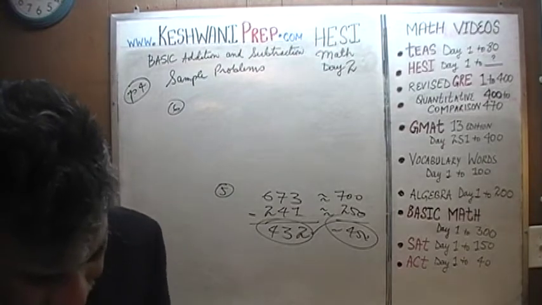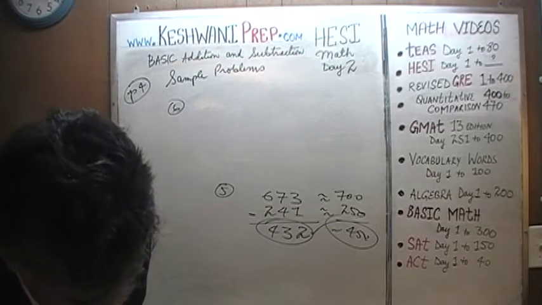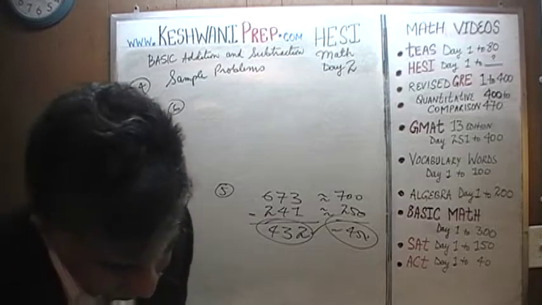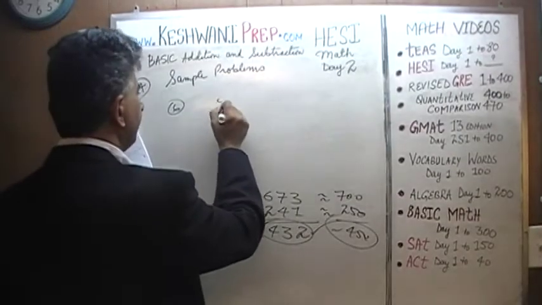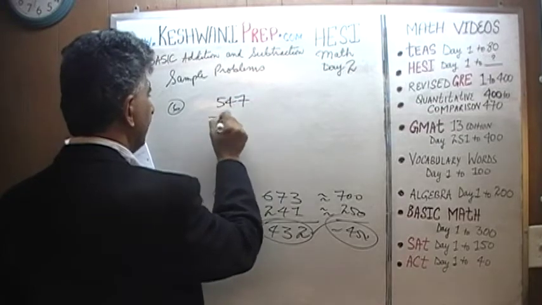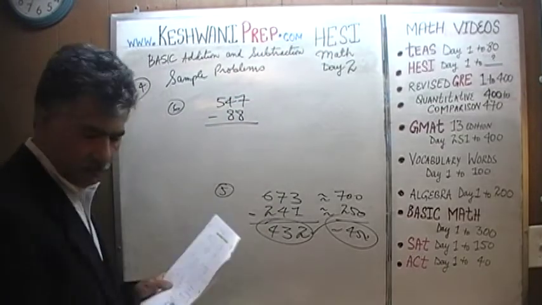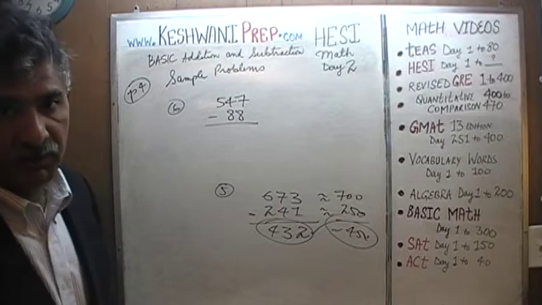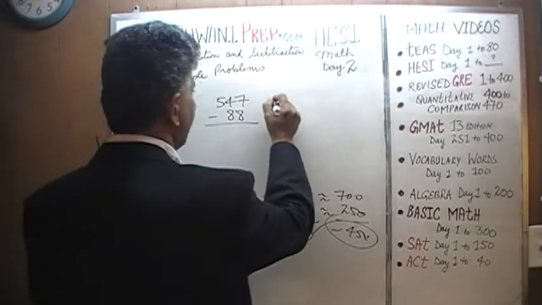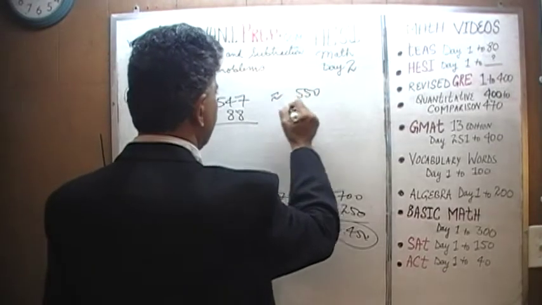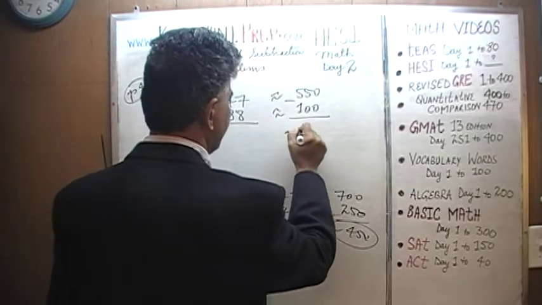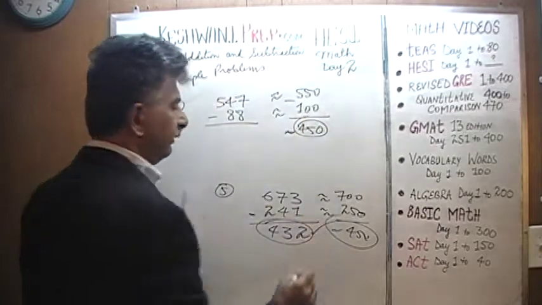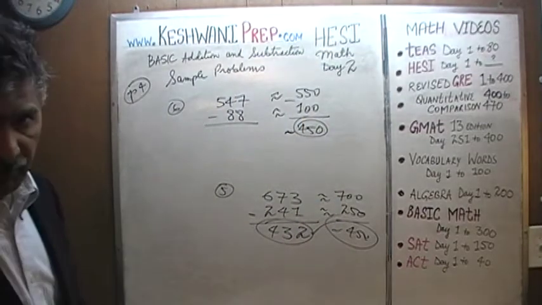Number 6 tells us 547 minus 88. Again, what do you suppose the answer should be, approximately? Well, this top number is around 550. The bottom number is around 100, and we're subtracting it. So obviously, it's got to be around 450. Somewhere around 450. Let's find out, shall we?